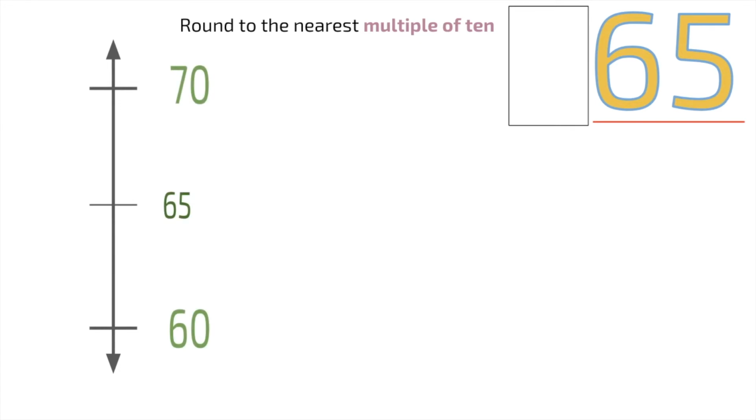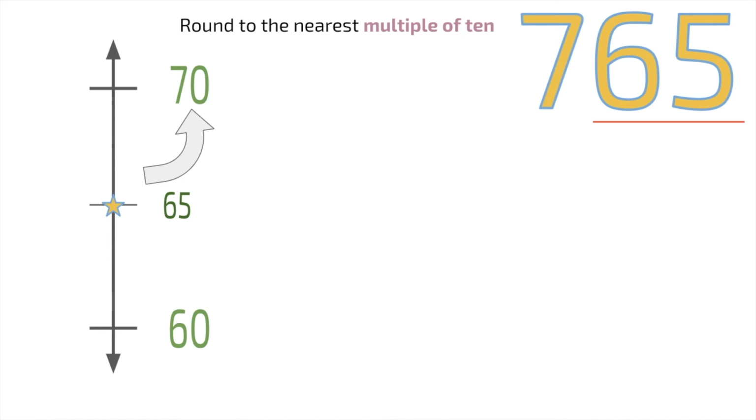All right, wait a minute. That's our number. Our number is the middle. So if you ever have your number stuck in the middle of your two multiples, then you're just going to round up every time. If it's in the middle, you go up. I wish I had a rhyme for it, but I don't. All right, but don't forget, our number wasn't 65. It was 765. So we're going to add on our 700. 765 rounds up to about 770.